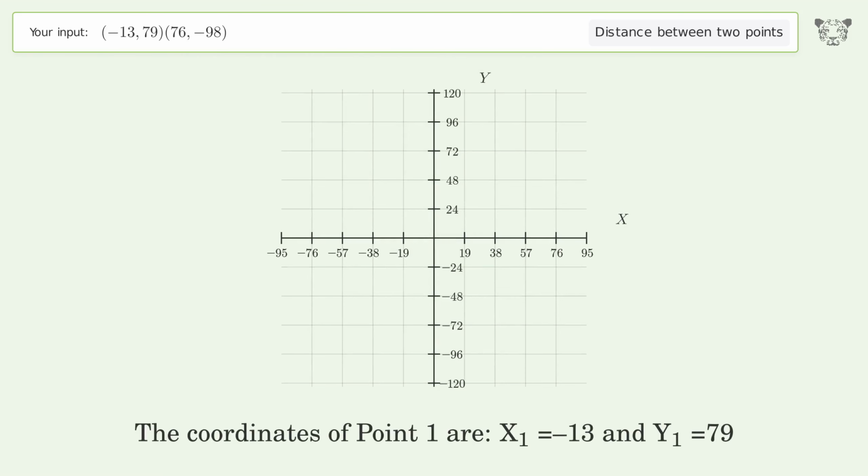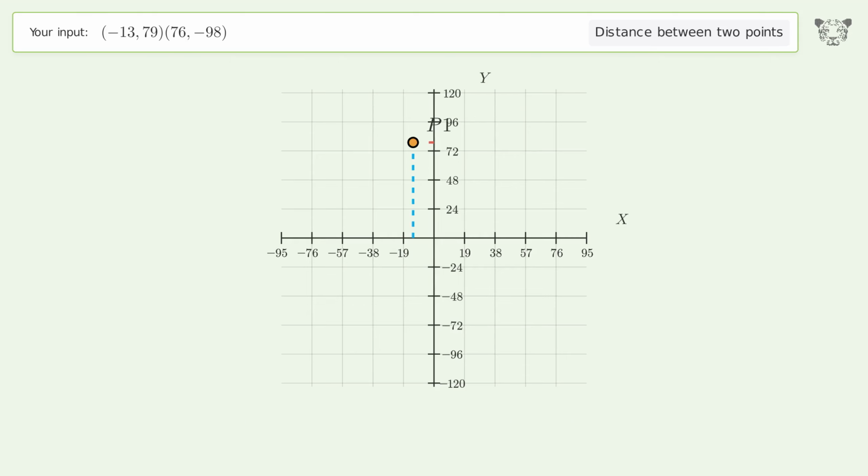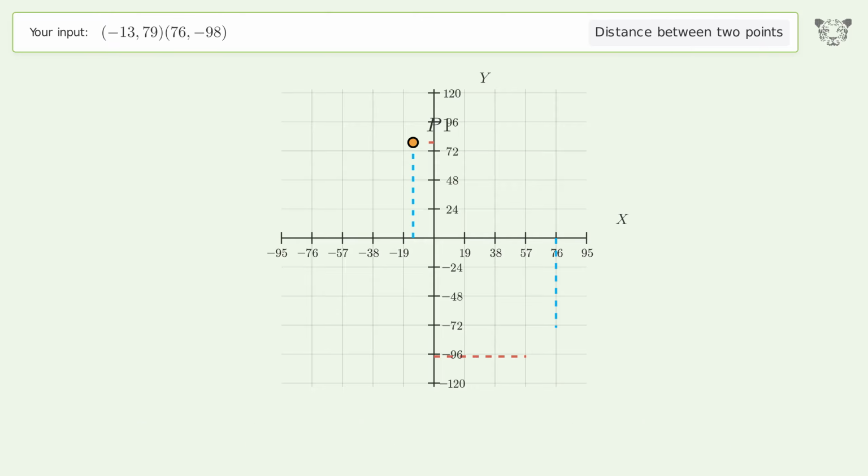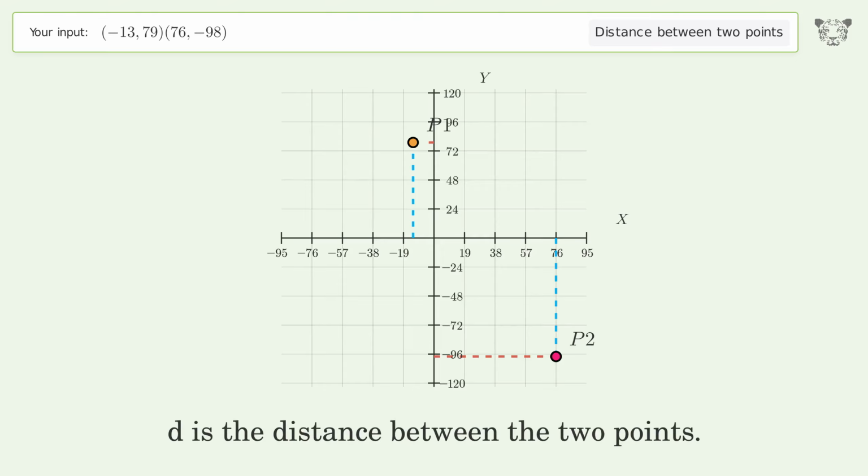The coordinates of point 1 are x1 equals -13 and y1 equals 79. The coordinates of point 2 are x2 equals 76 and y2 equals -98. D is the distance between the 2 points.